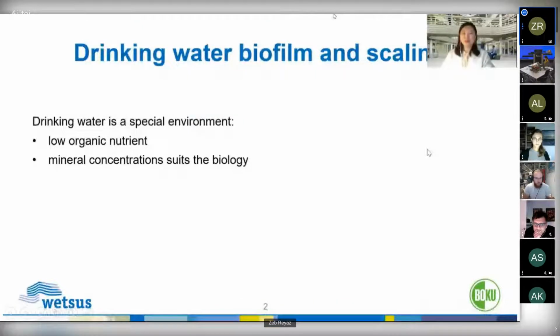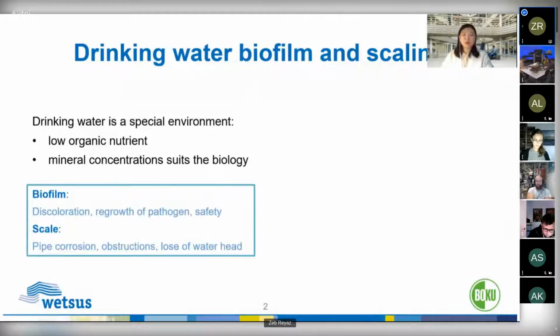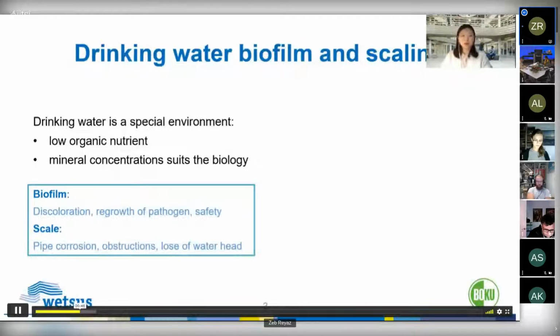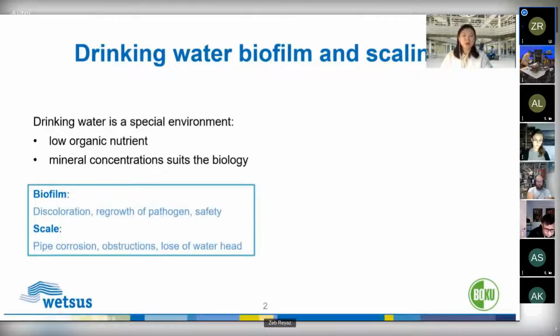So drinking water is actually a very special environment for bacteria because the organic nutrients are at a very low level, but the mineral concentration actually suits biology because it has to be suitable for people to drink. And two common problems associated with drinking water distribution systems are biofilm and scale, where biofilm causes more biological problems, such as regrowth of pathogens and threats to water safety. And the scale is more about the physiochemical problem, which is associated with pipe corrosion and the loss of water head and obstruction.